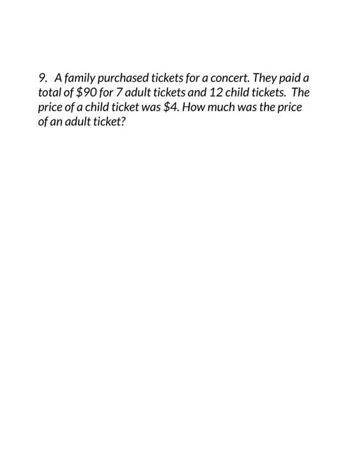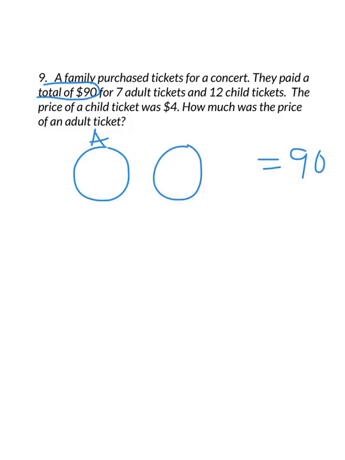Okay, we have a word problem. Uh-oh. That's okay. We're going to set up equations, and we're going to solve these problems. You can do this. We just got to think about what the question is asking. Let's read it. A family purchased tickets for a concert. They paid a total of 90. They bought 7 adult tickets and 12 child tickets. And we know that those prices are going to be added together because the adult tickets plus the child tickets are going to equal a total of 90.